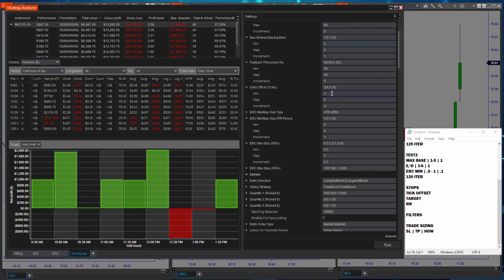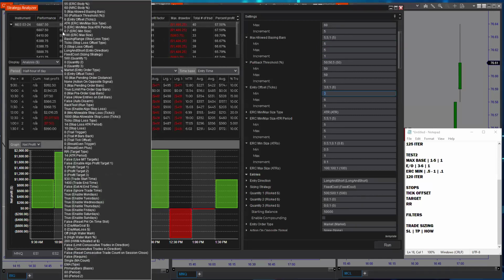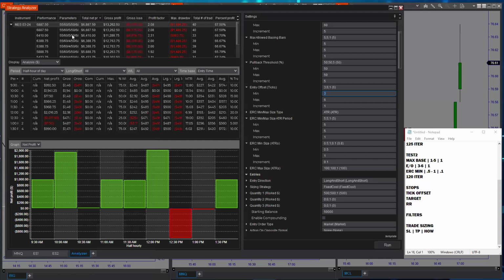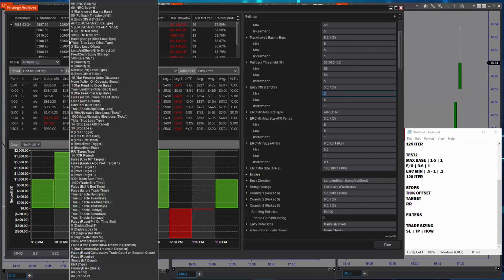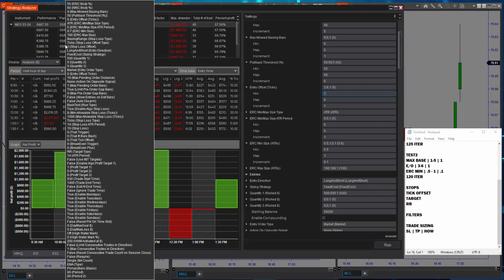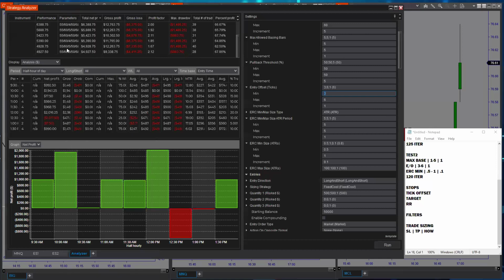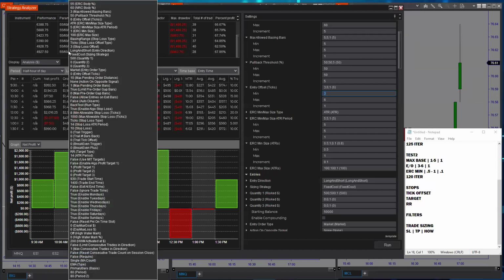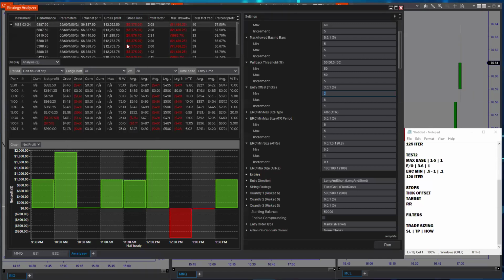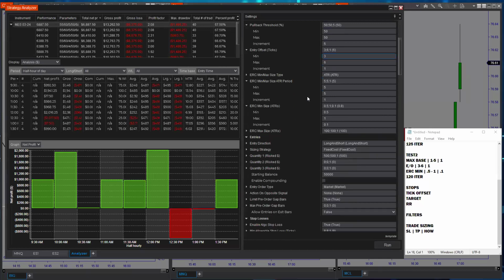Entry offset 6, which is interesting. What did this one have for entry offset? There it is, 6, 6, 6. Interesting. That's a pretty big offset for ES. I don't know if I really like that, actually. I'm going to leave that and maybe test it again against something else.